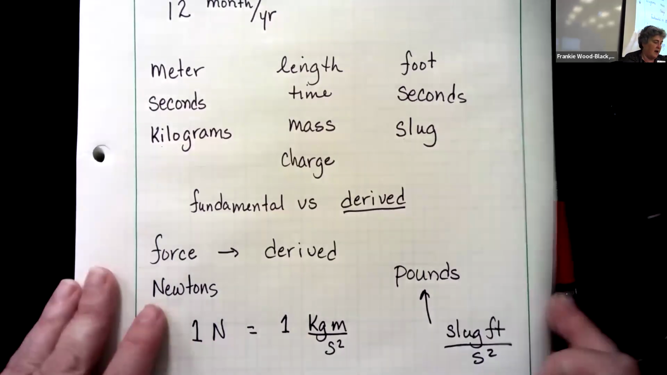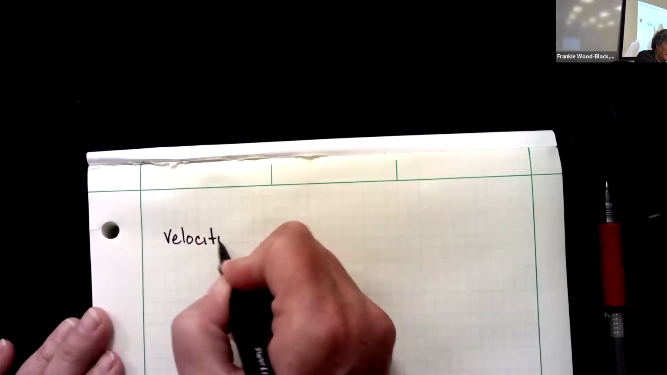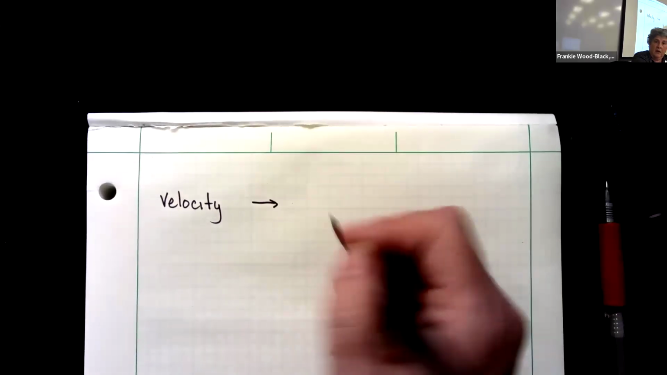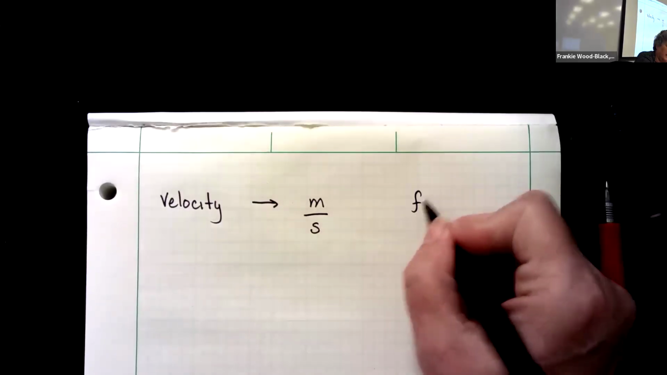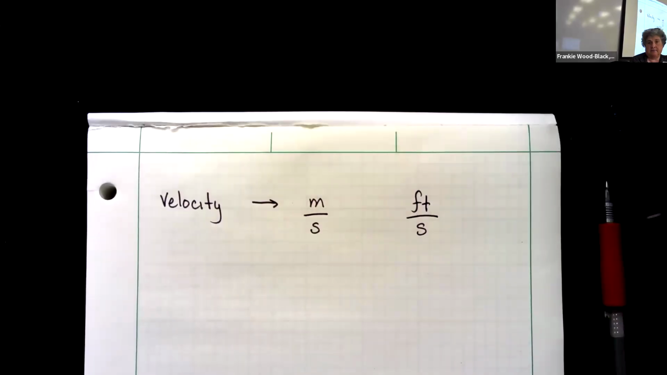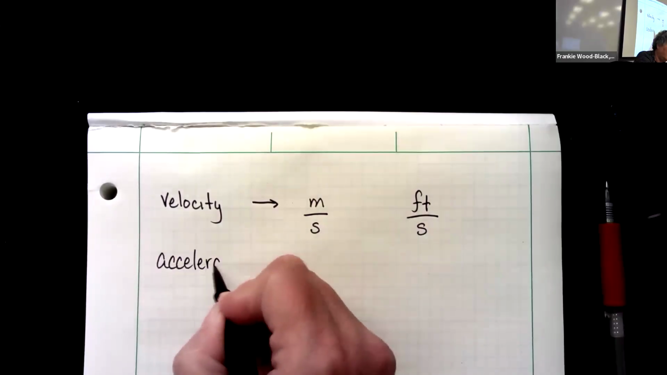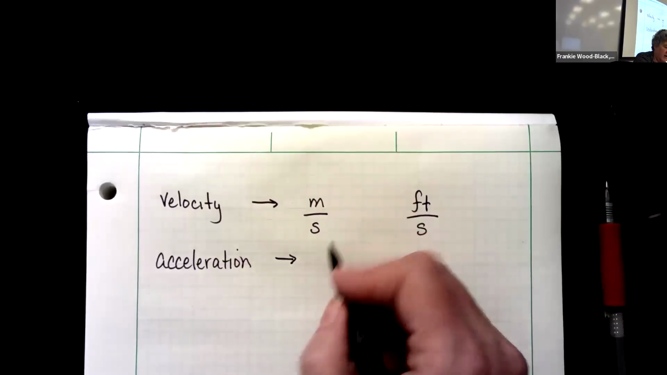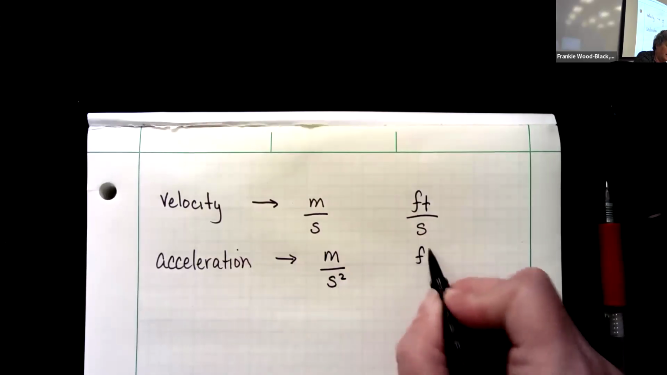So other common derived units that we would have would be like velocity or speed. In our metric system, we're going to do it in meters per second. If we're doing it in the English system, we're doing feet per second. Acceleration would be another derived unit, and that is going to be in meters per second squared, or feet per second squared.